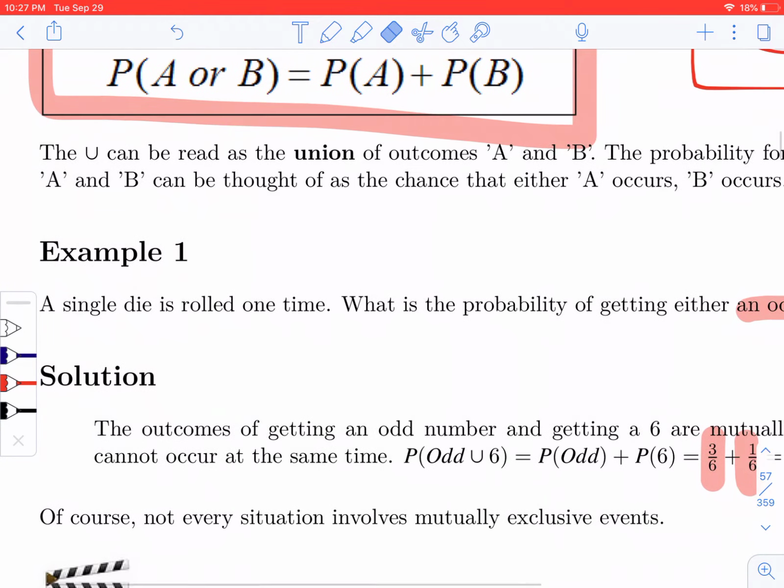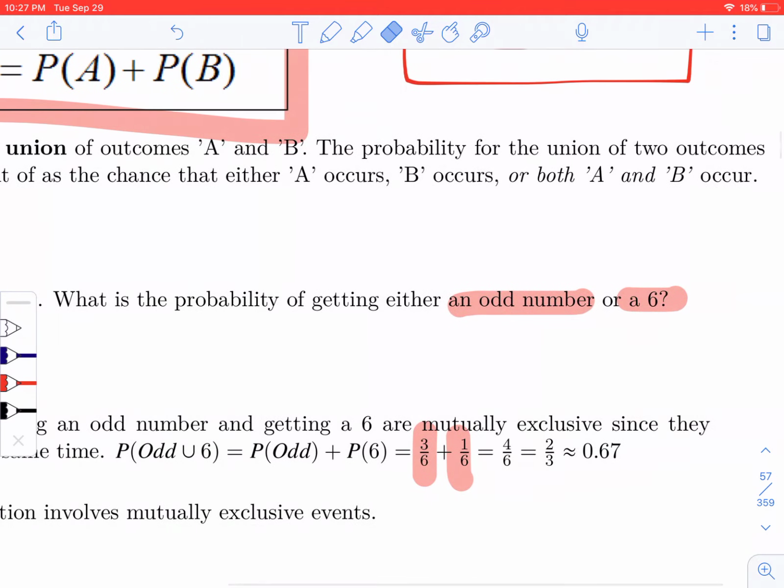Here's an example. What is the probability of rolling a die and getting an odd number or a 6? So we take the probability of the first, odd number, 3 out of 6. Probability of 6, 1 out of 6. Again, there is no overlap because the odds are 1, 3, 5, and 6 does not share anything there. So we just add those two things up. We get 4/6, which is 2/3.